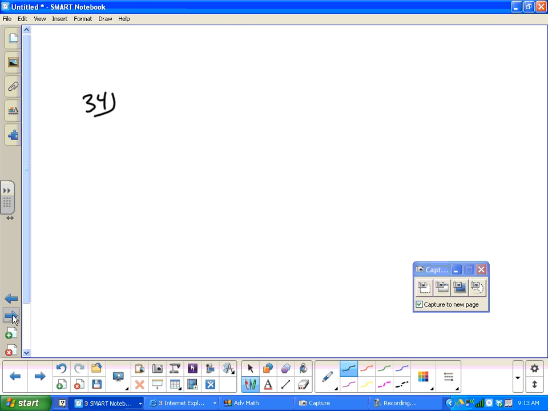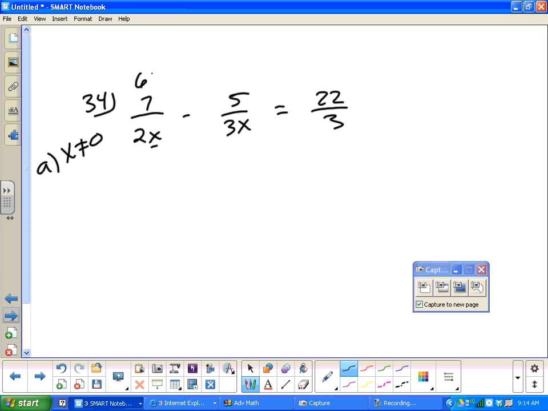All right. We got 7 over 2x minus 5 over 3x equals 22 over 3. Now, we got to go back to restrictions because we got variables in the denominator. x cannot be 0. Now let's talk about our common denominator. We've got a 2, a 3, and a 3, so the number part would be 6. And then 6x, because we got the x there. So we'll multiply by 6x.